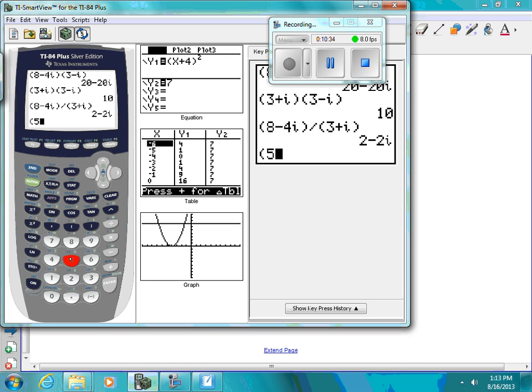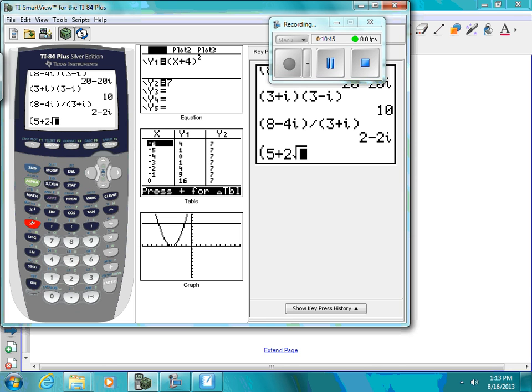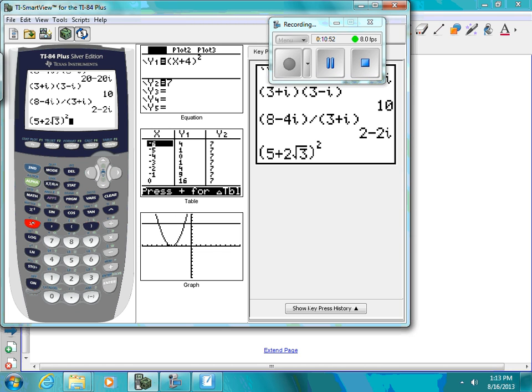5 plus 2 square root of 3, plus right in there. There you go, 2 square root of 3. And remember, arrow out of that square root, so it's parentheses around the whole thing. We're going to square that.